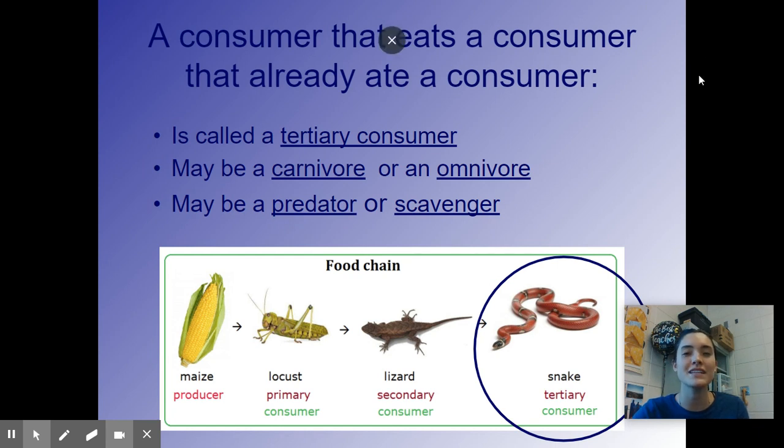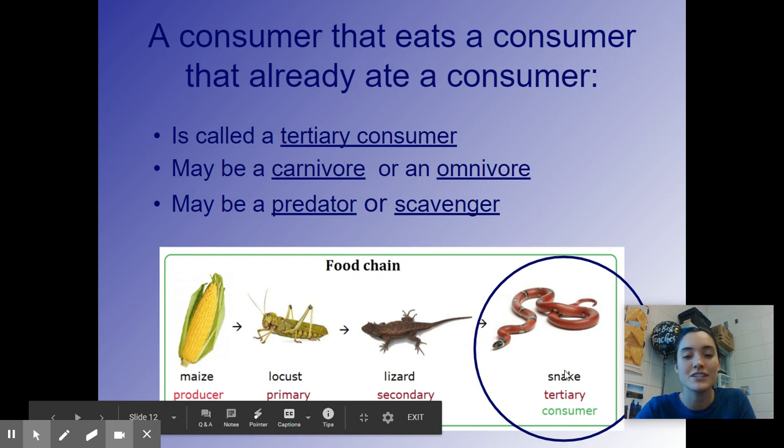A consumer that eats a consumer that already ate a consumer is called a tertiary consumer. It may be a carnivore or an omnivore, and it may be a predator or a scavenger. So the secondary consumer and the tertiary consumer are either carnivores or omnivores. They're not herbivores. This locust is an herbivore.